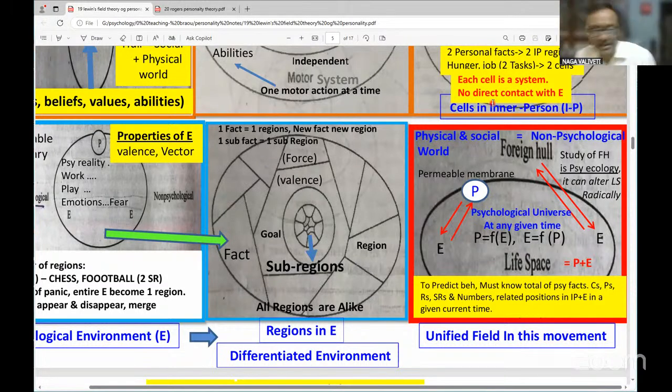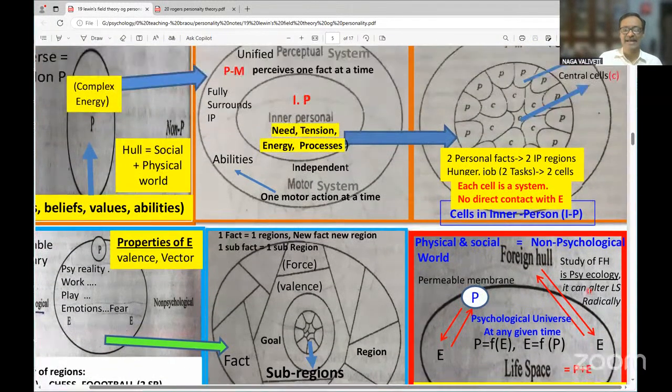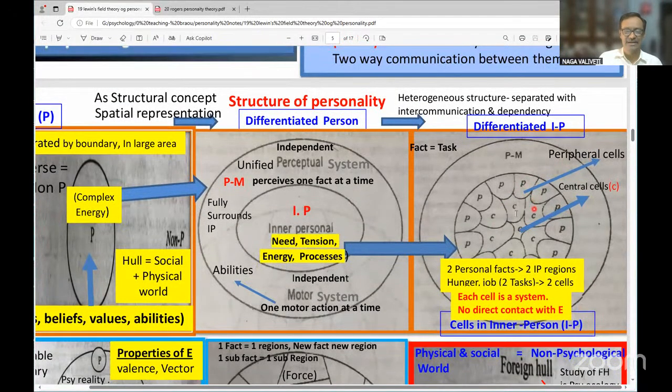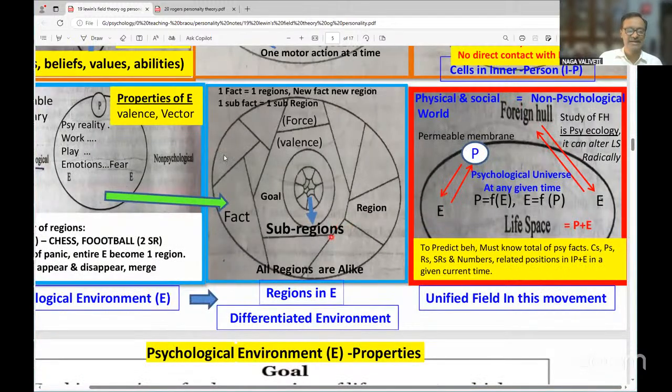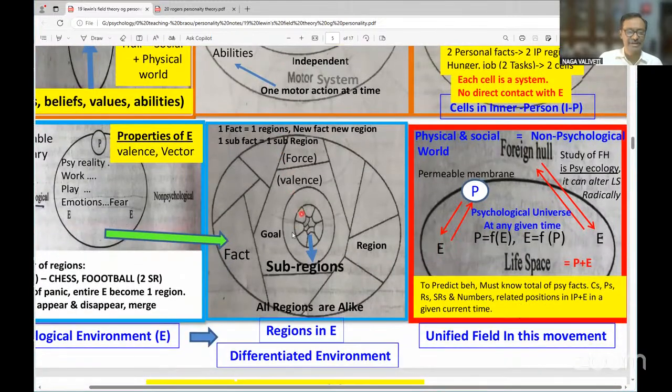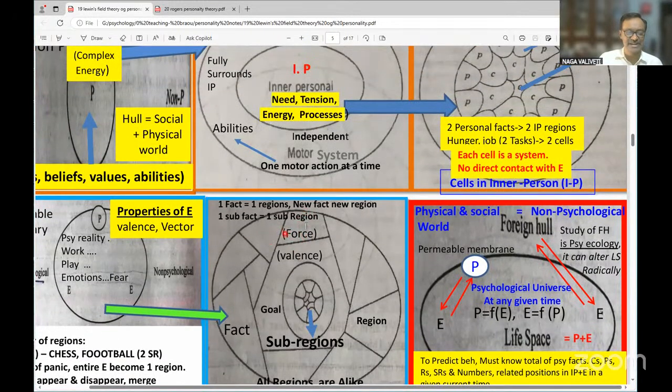Now, to predict behavior, one must know the total psychological field, the psychological facts: what is there in the C, what is there in the P, how many regions are there, how many subregions are there, what goal is coming and sitting here. Once a need arises here, the goal comes and sits in the environment. To achieve these goals, there is a restraining force or encouraging force, a driving force here.